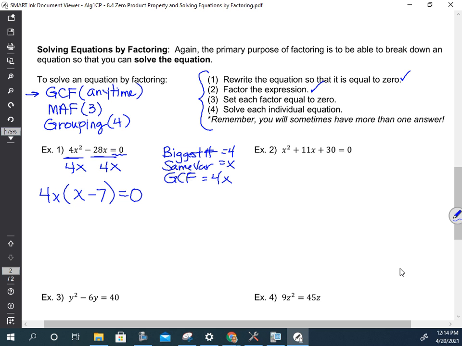Again, I'm going through it slow because some people need to see it step by step. Some of you might have finished already. That's okay, good for you. So now it's equal to 0. Now it's factored. So now this problem is just like the ones you did on the front page. Take each factor and set it equal to 0.